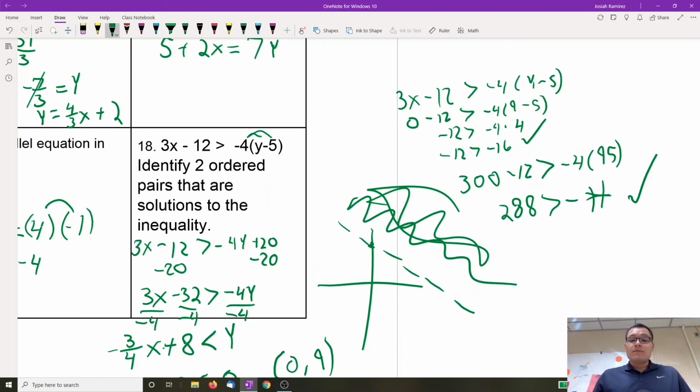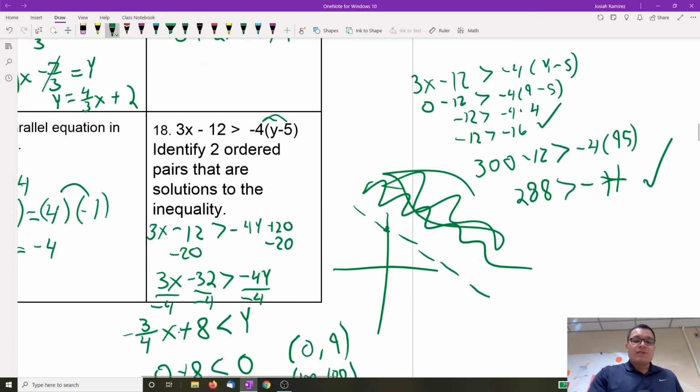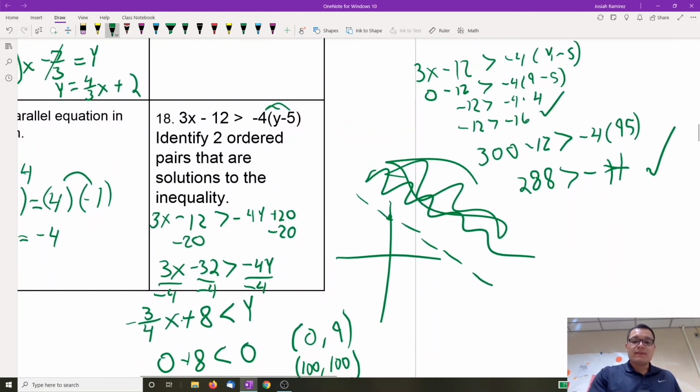We're done. You could have picked any ordered pairs that were just true when you plug them in. I just chose to graph it so that I have a better idea of what to pick and could do less guessing.